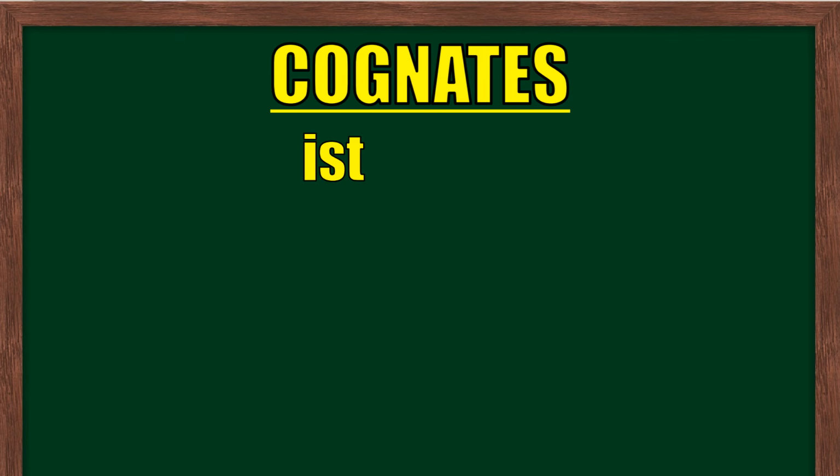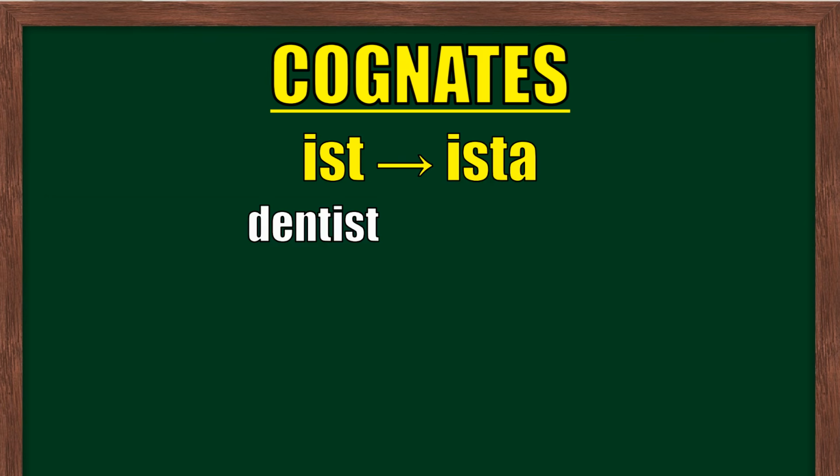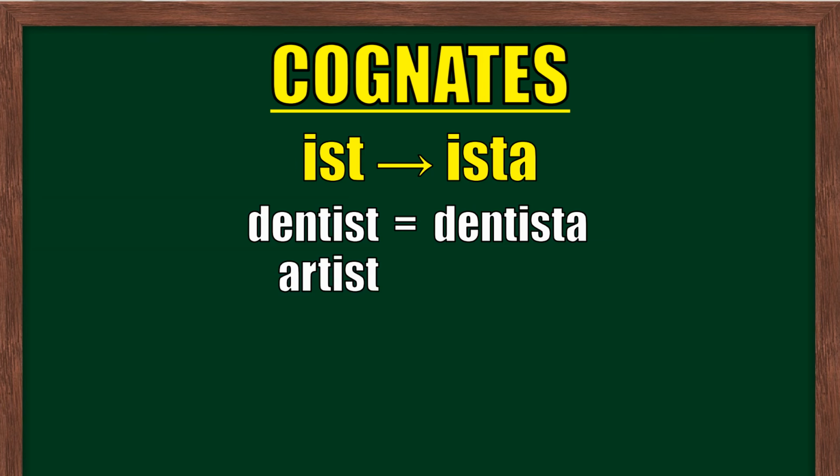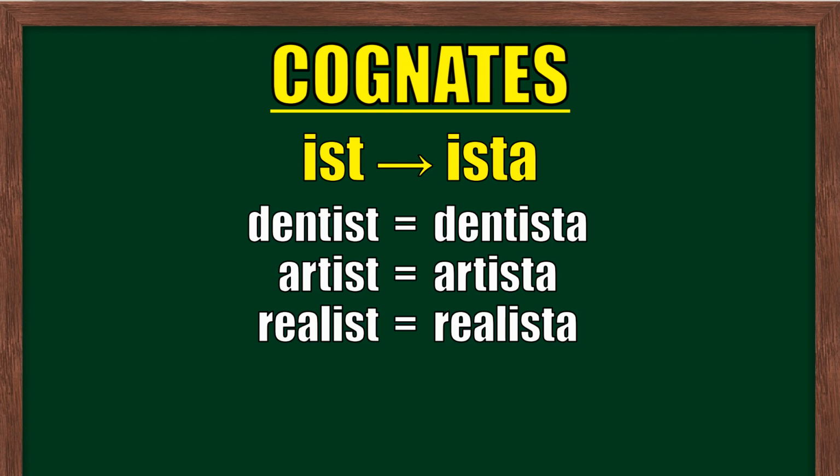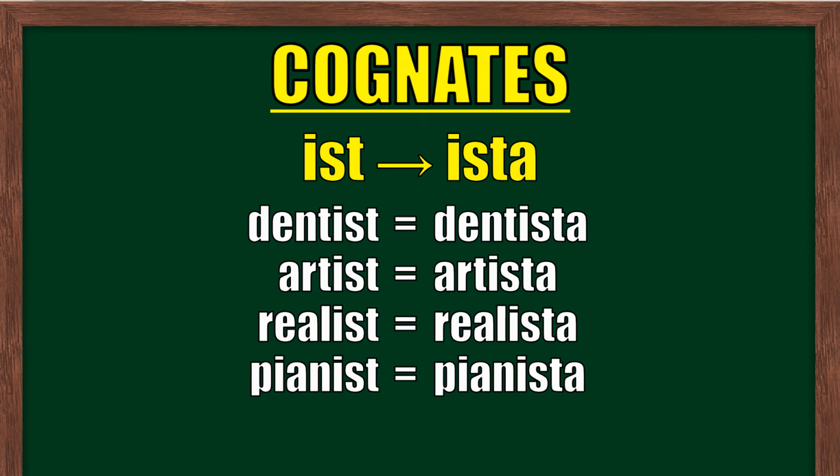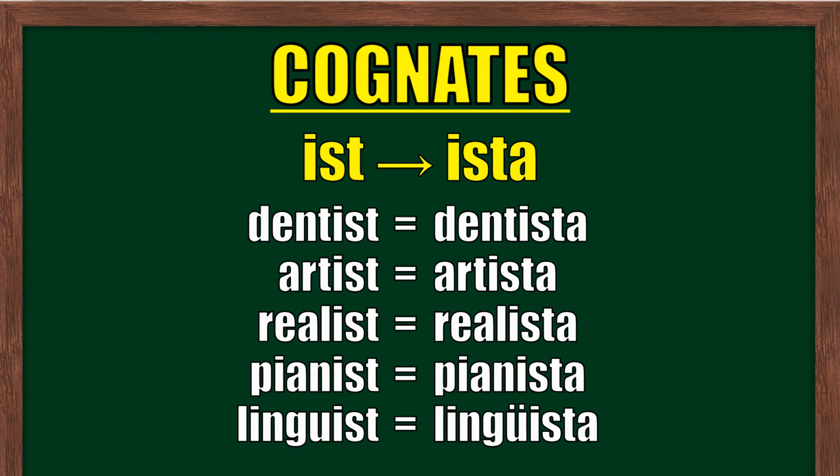Words that end in ist in English and in ista in Spanish. For example, dentist becomes dentista. Artist becomes artista. Realist, realista. Pianist, pianista. Linguist, linguista. These words always end in A, no matter what the gender or sex of the person being referred to is.